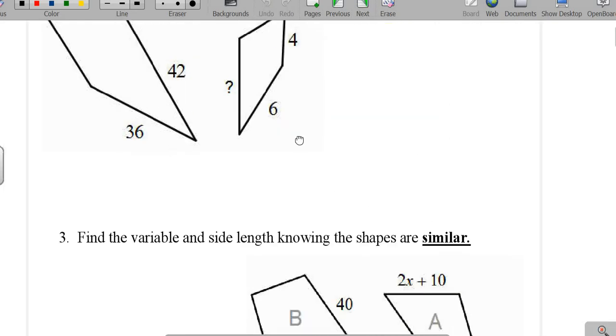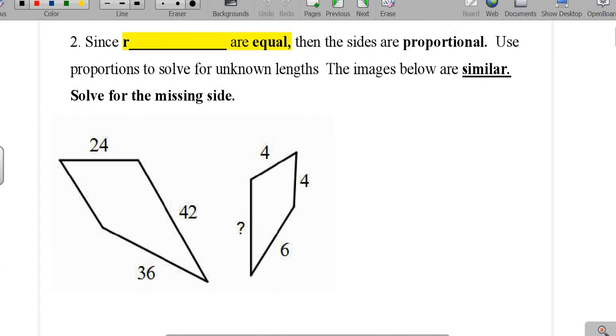Once you know shapes are similar, you can use proportions, because if you have ratios which are equal, then the sides are proportional, and you can use them to solve for unknown lengths. Let me give you an example. It says the images below are similar, so you're not testing for similarity, you're using similarity. And we're going to solve for the unknown.